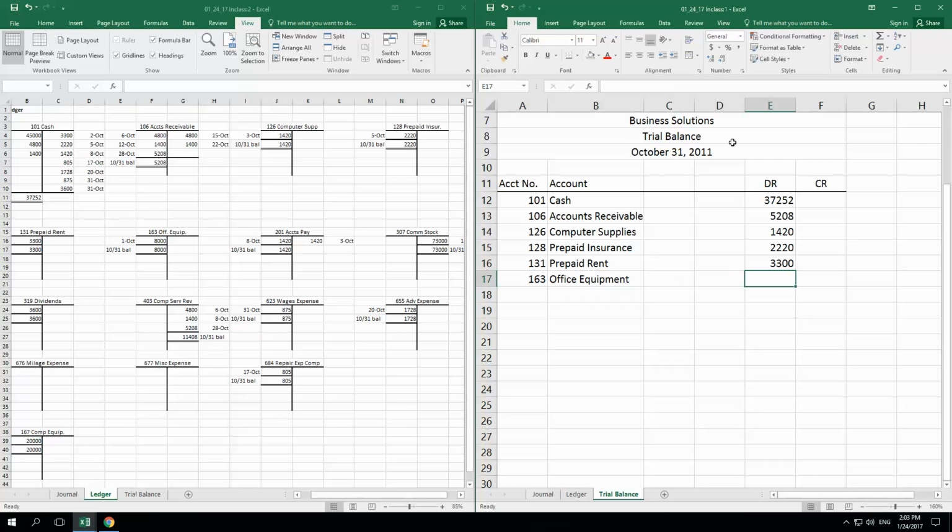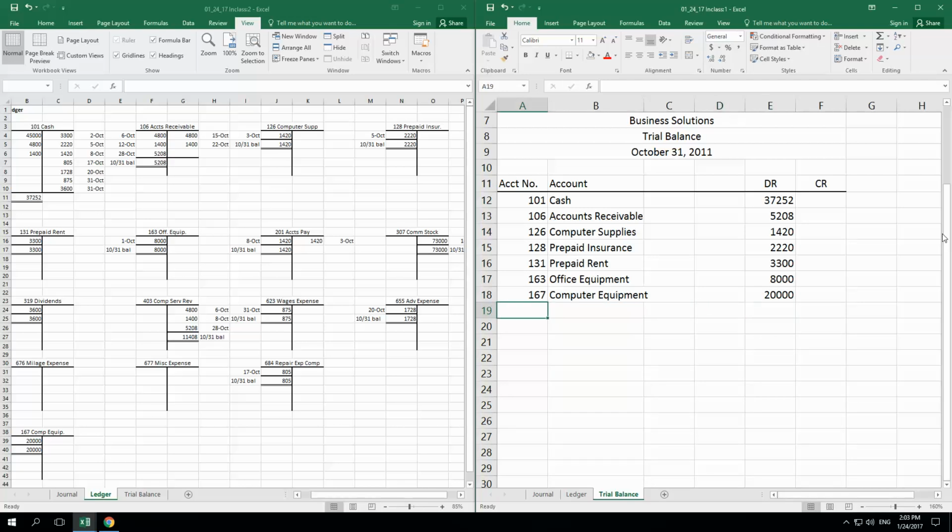And that has a balance of 8,000. Now, remember I skipped an account and it's sitting down here called computer equipment. I probably want to put that one in the 100 series. So I'm going to pull that one up here, 167. And this is going to be my computer equipment. Okay? And that's 20,000.